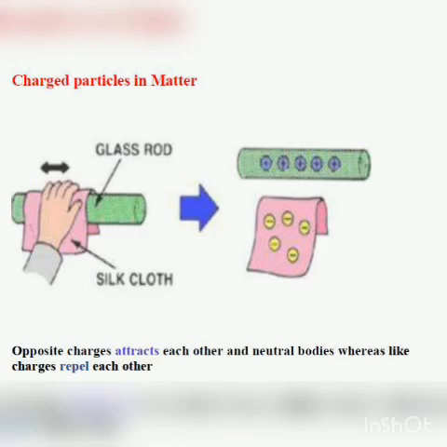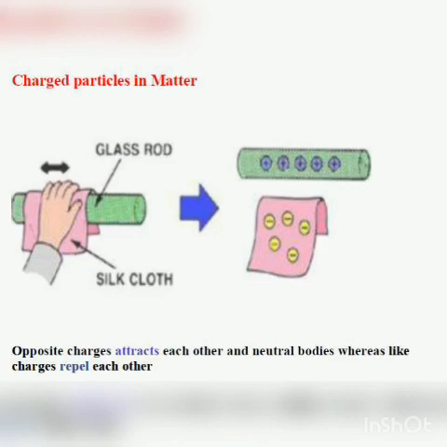So when silk and glass rod were not rubbed, at that time the atom was neutral. It means the same number of protons and electrons, or the same number of positive and negative charges, was present in the atom. Okay. So the same number of protons and electrons were present in the atom and they cancelled each other. So atoms were neutral. But when the silk cloth was rubbed with the glass rod, what happened?